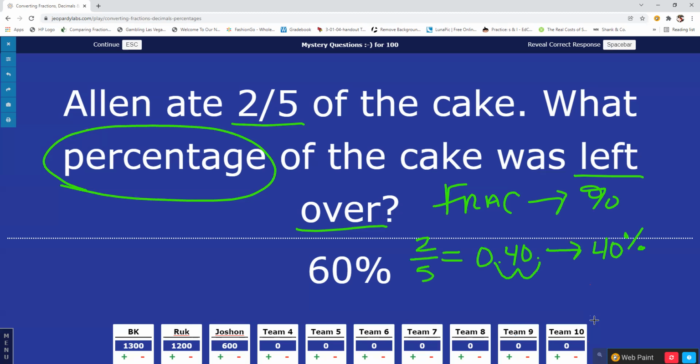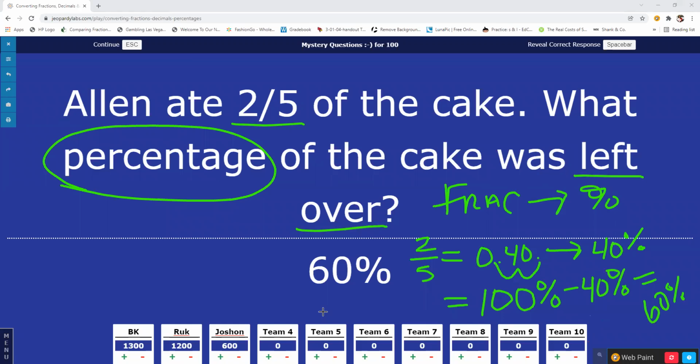The question wants to know how much is left over. So all percents are based off 100. 100 is another representation of 1, which means that 100% is what we always start with. And we're going to subtract what he ate to see what was left over. And that's how we got the 60%. So, a perfect example of how converting fractions, decimals, and percents can be presented to you in word form. You have to make sure you pull out the correct information and complete the correct math.